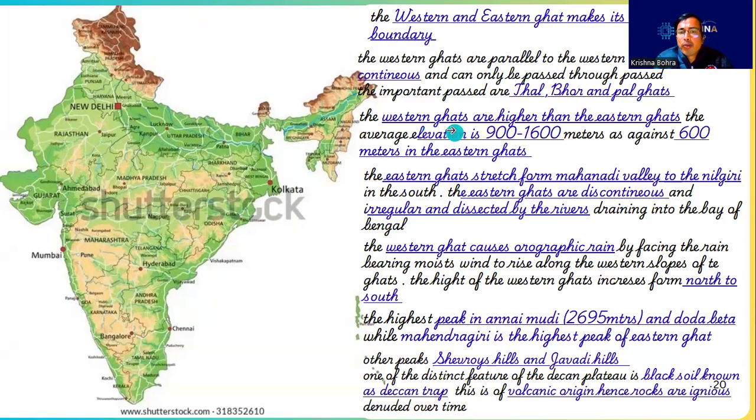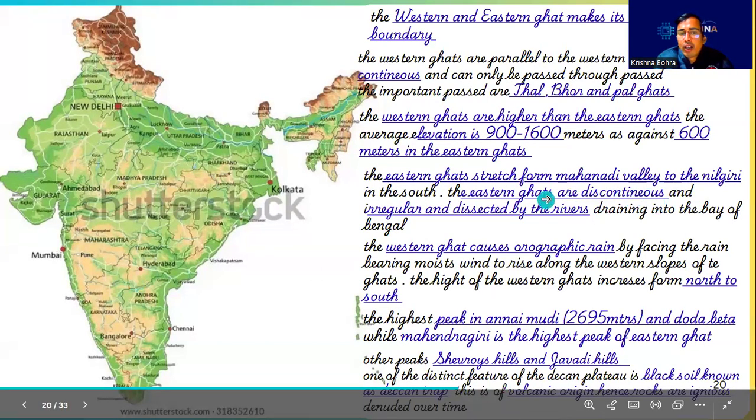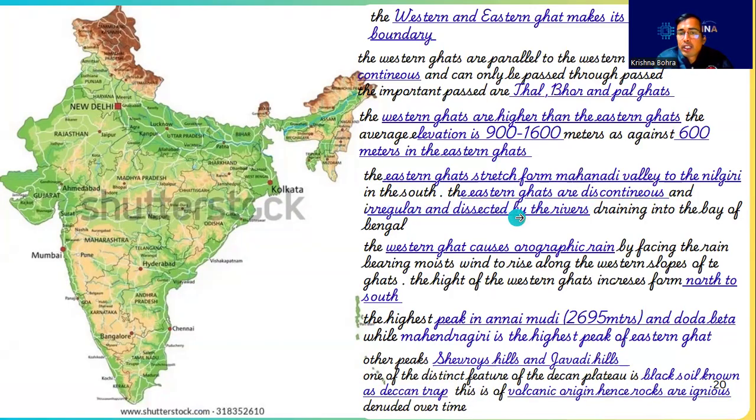The average height of the Western Ghats is higher than that of the Eastern Ghats, with an average elevation of 900 to 1600 meters as against that of 600 meters of the Eastern Ghats. Eastern Ghats are discontinuous and have lesser elevation. Eastern Ghats stretch from the Mahanadi Valley to the Nilgiri in the south, and they are discontinuous and irregular, dissected by many rivers flowing into the Bay of Bengal.